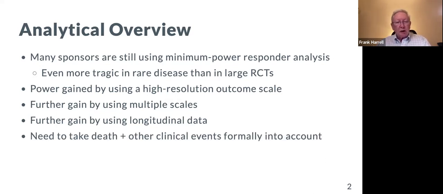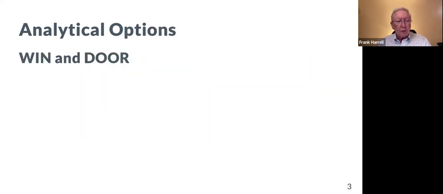Now, there is a complication, especially in serious diseases, that you must take into account death and other clinical events. Otherwise, it can be hard to interpret the results, or it can be biased if you sweep deaths under the rug. So the first kinds of options I'm going to discuss, and this is very brief, is the win ratio or win odds and DOOR, desirability of outcome ranking.